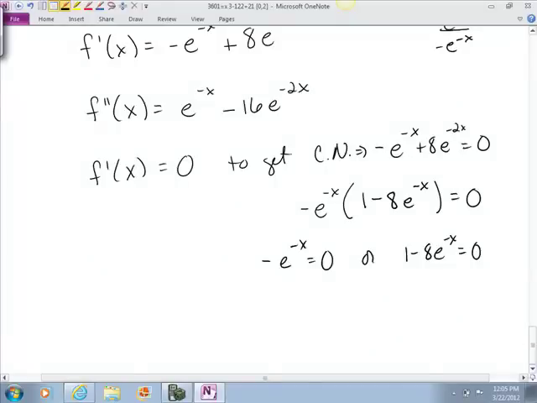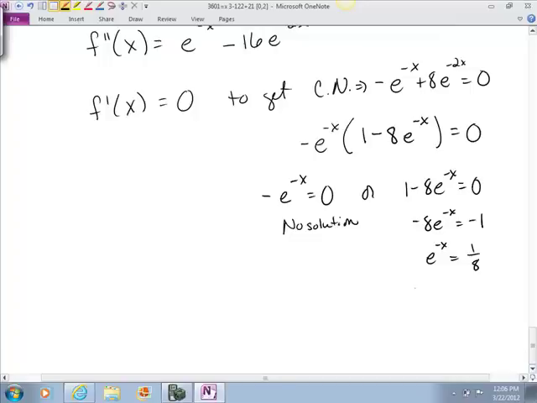Well, this first one has no solution because e to any power is never going to be 0. Okay. Now this one, you have negative 8e to the negative x equals negative 1. Divide by negative 8, so this is e to the negative x equals 1/8. Okay. And you can take the ln of both sides. So you'll have the ln of e to the negative x equals the ln of 1/8. And what that does is it brings that in front.